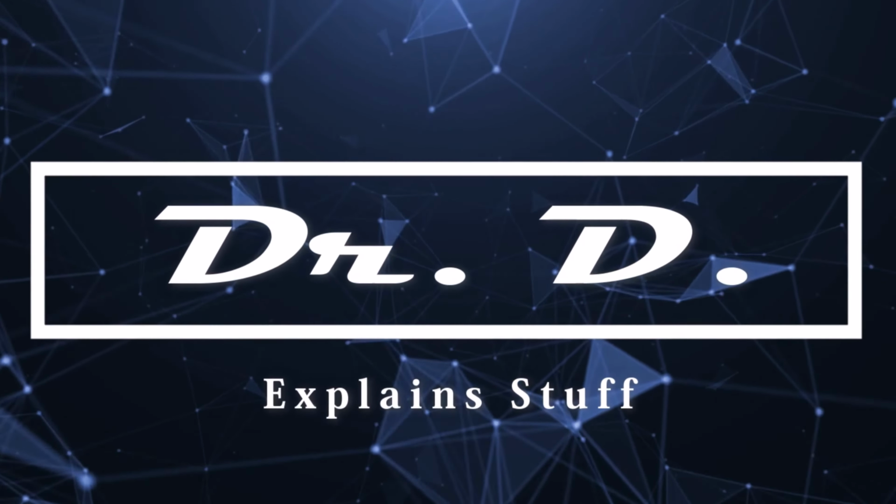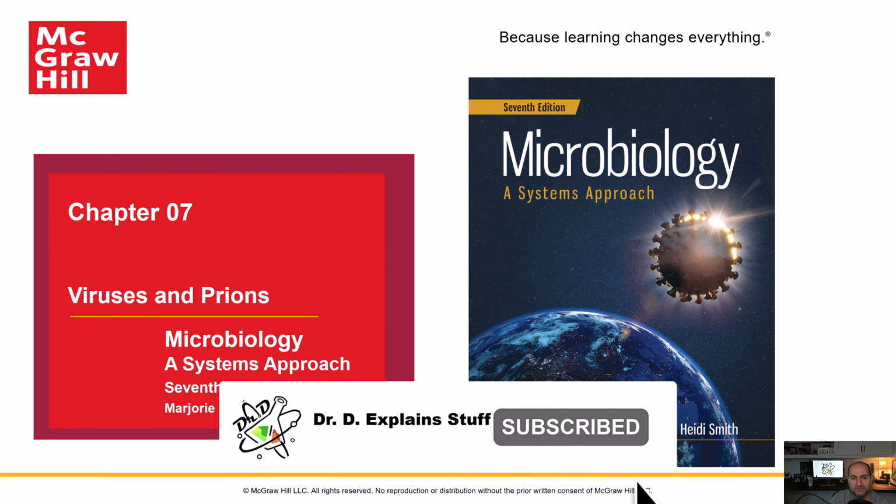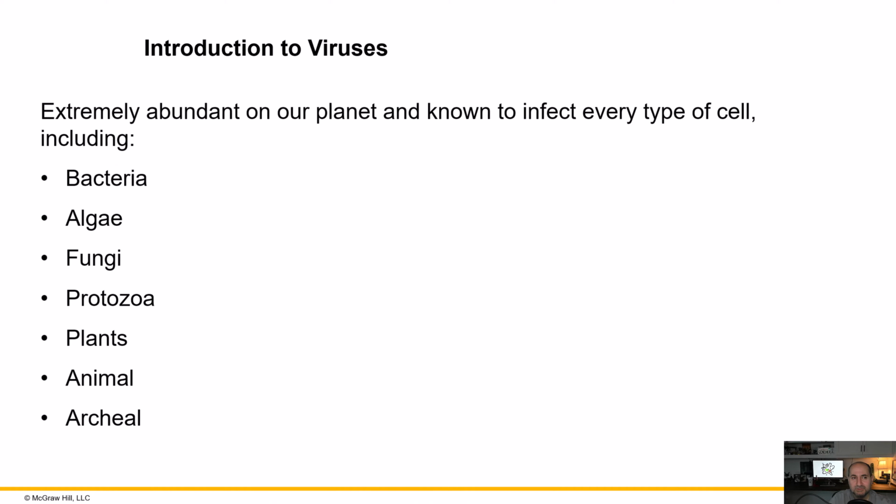All right, welcome back to chapter 7, again, covering viruses and prions. So let's go ahead with this chapter. What you should know is that viruses are not alive. Viruses are known as small infectious agents. And these infectious agents take over cells. They infect cells, and then they make the cell a virus factory. And that cell is reprogrammed to make copies of the virus.